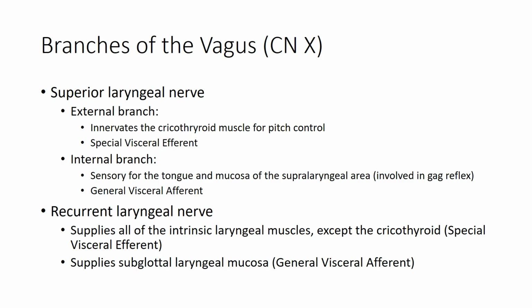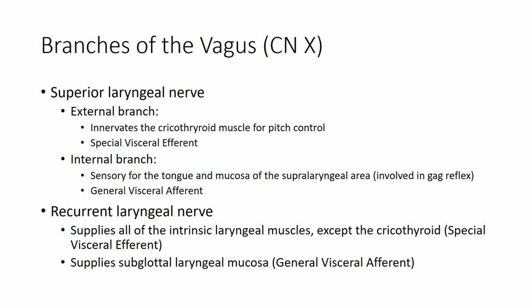There are a couple of different branches within that. The superior laryngeal nerve has both external and internal branches with different functions. The external branch is important in controlling pitch. So again, if you're doing a neurological examination on somebody, you would have them say hum, and then raise their pitch, because that's a specific branch of this nerve that makes that happen. And so you can check for function there.